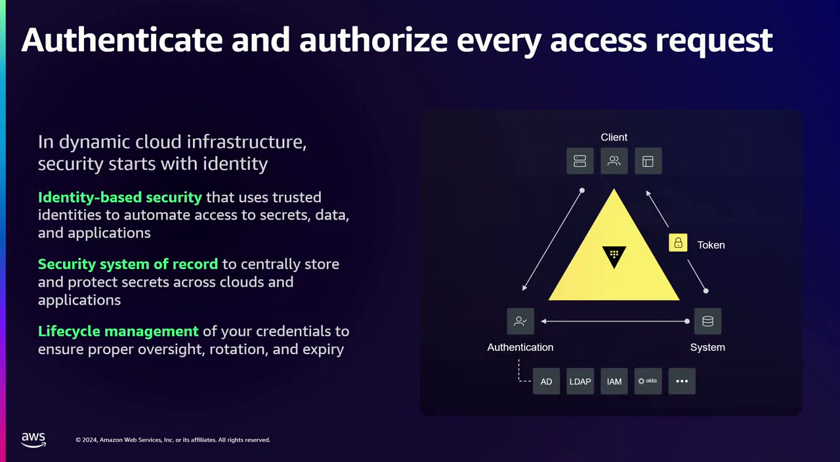So I mentioned 2 products, Vault and Boundary. The first product is Vault. Vault is a secrets manager that uses identity-based security and uses trusted identities to automate access to secrets, to data, and to application. So it acts as a system of record for all of your secrets or credentials, and it provides lifecycle management. So once you move all your credentials and secrets into Vault, you can ensure proper oversight, you can rotate them and expire them at the proper time.